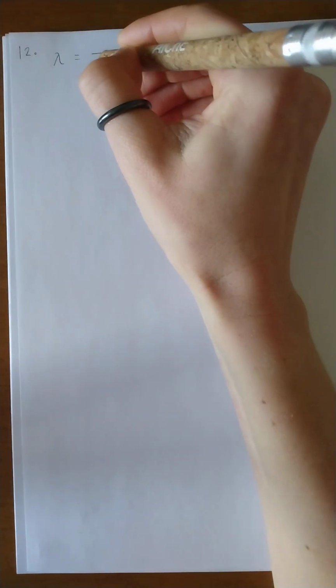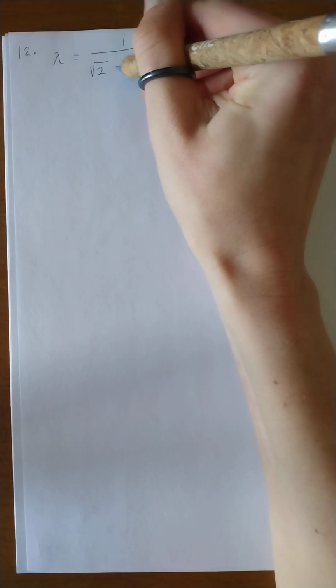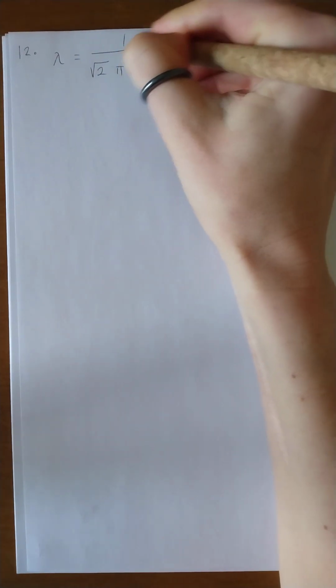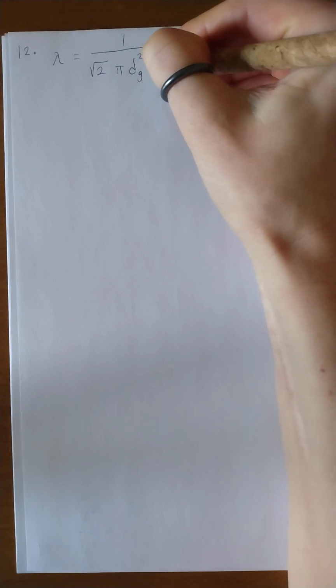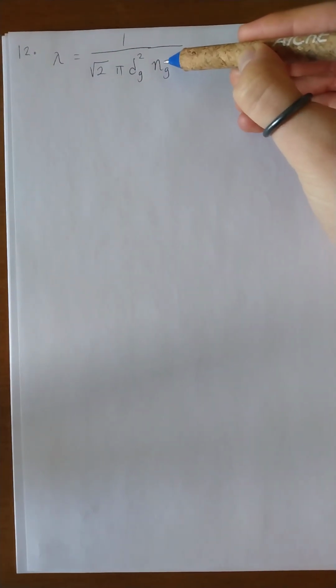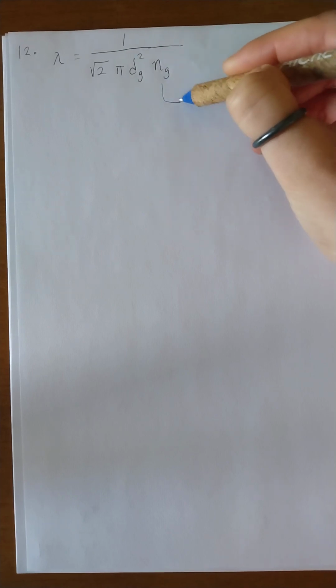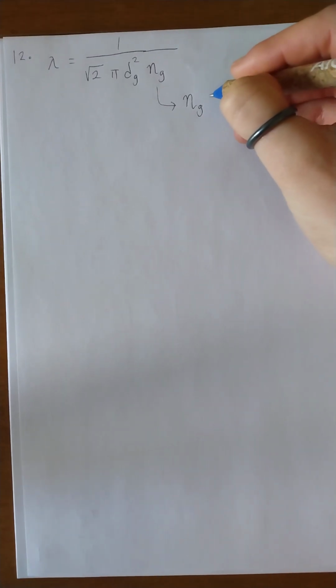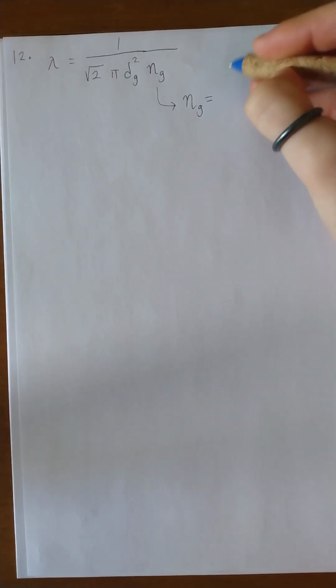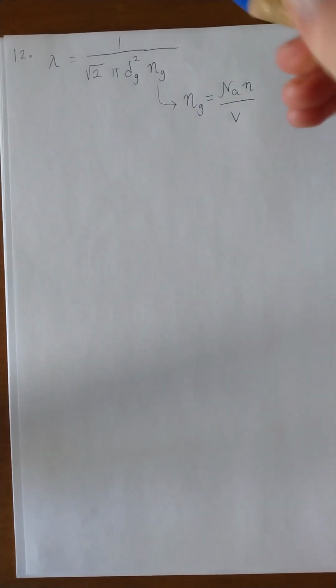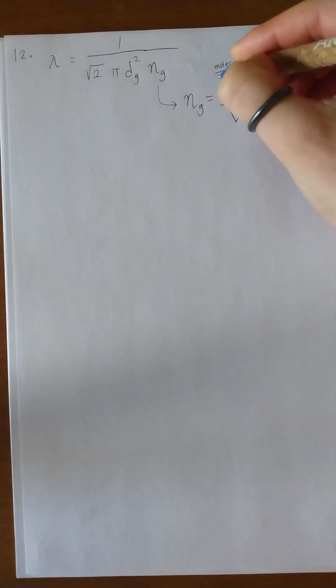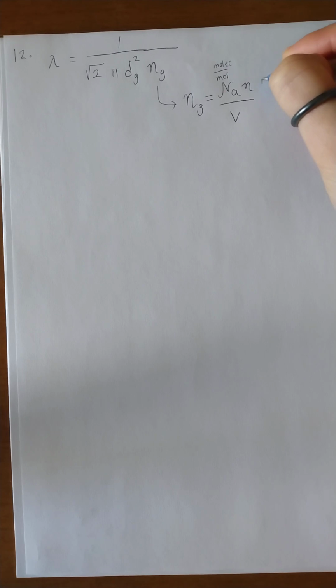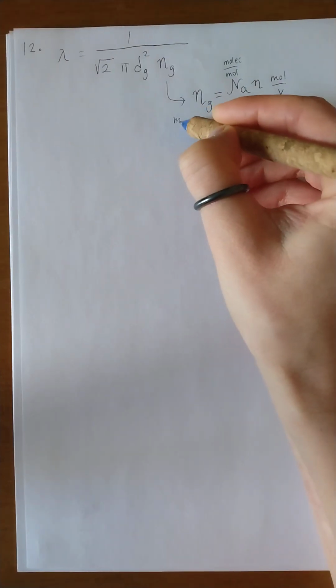We said it goes as 1 over the square root of 2 times pi times the collisional diameter of our molecules times the concentration of molecules per volume. And then we also gave this relationship for the molecular concentration via the Avogadro's number. So Avogadro's number is the molecules per mole, and N over V, right, is the moles per volume. So then that gives us a molecular concentration, molecules per volume.